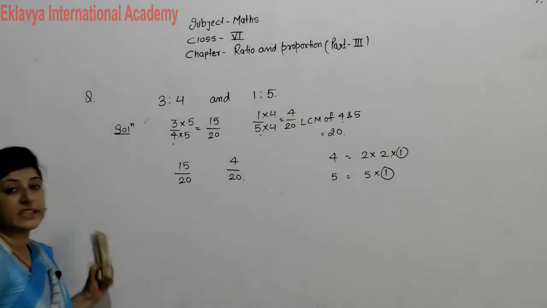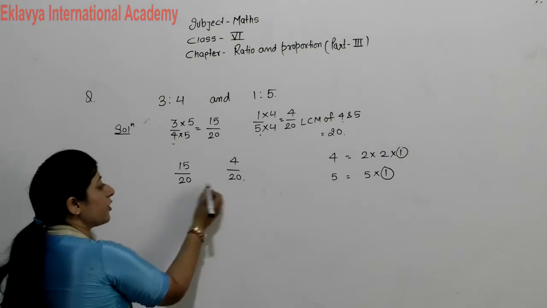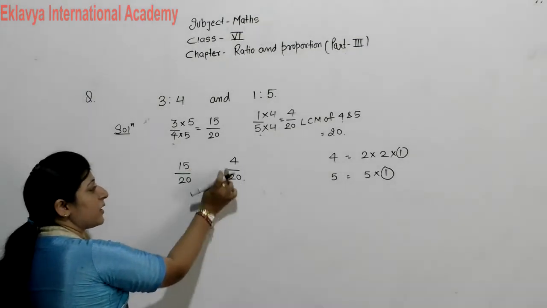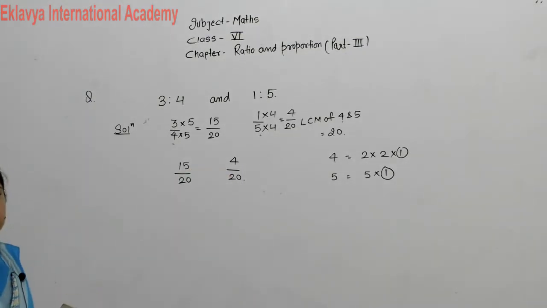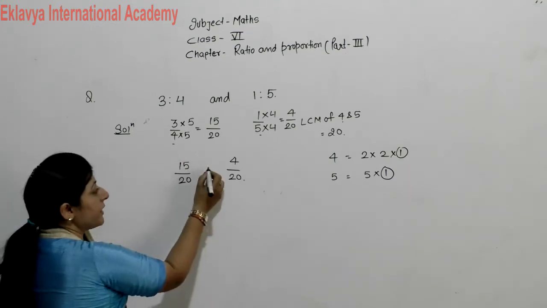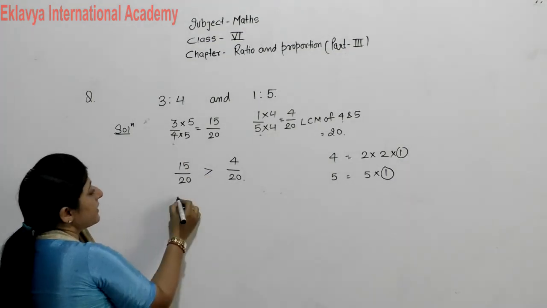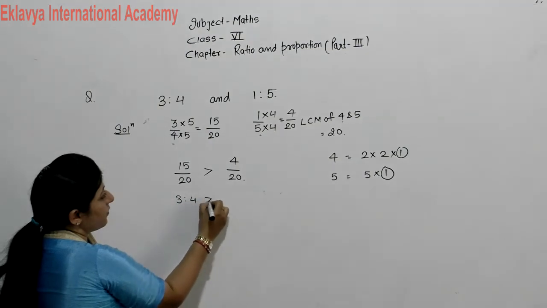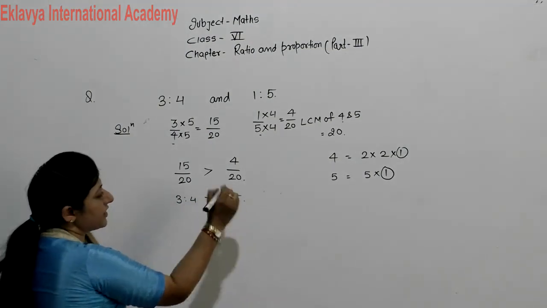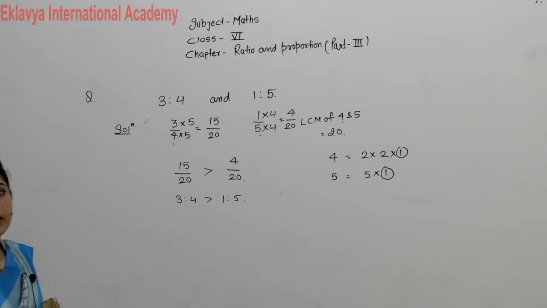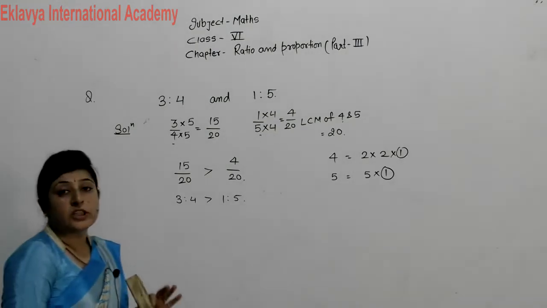Then which one is greater? Obviously the denominators are the same, so the one with the greater numerator is the greater number. 15 by 20 is greater. So we can say 3 ratio 4 is greater than 1 ratio 5. This is one method to compare two ratios.